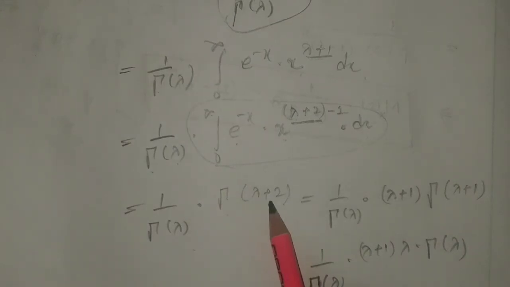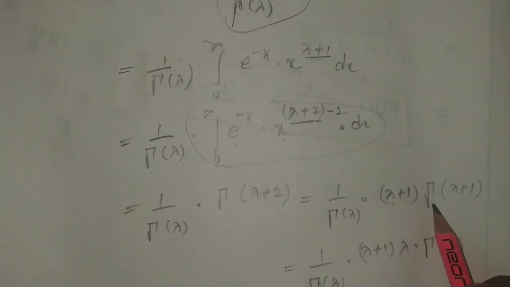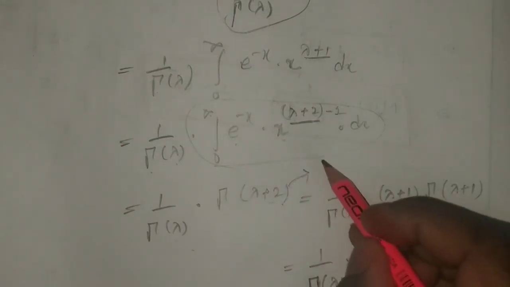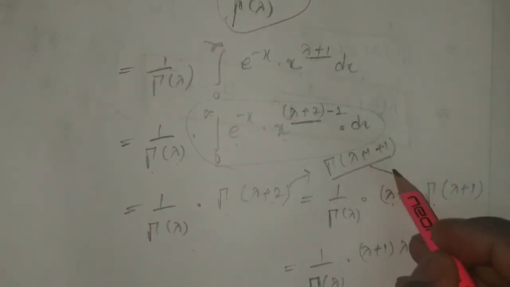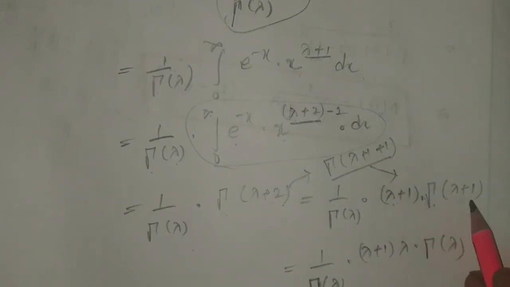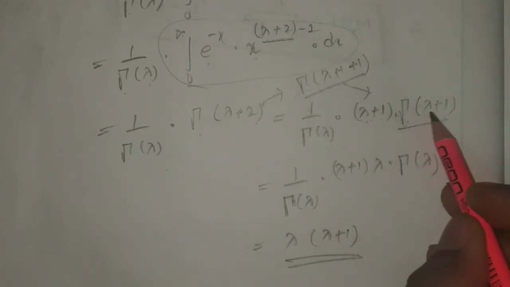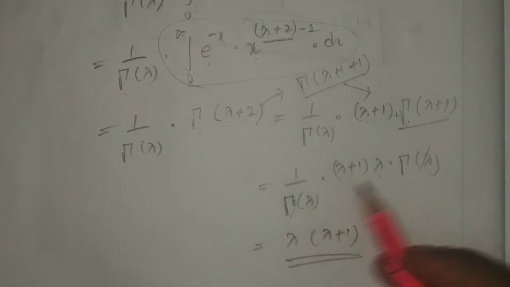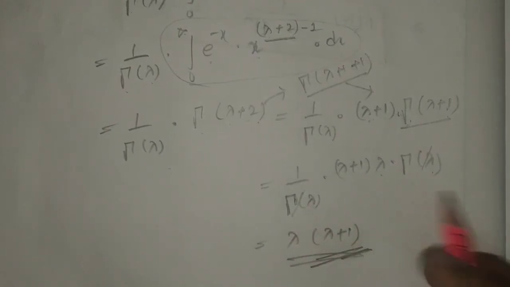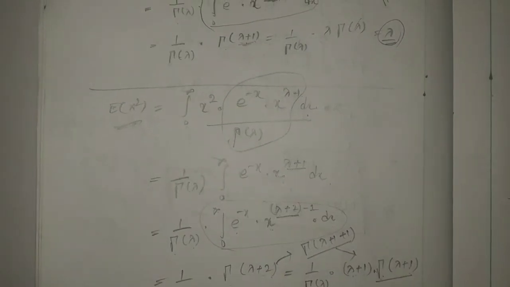So gamma lambda plus 2 is nothing but lambda plus 1 into gamma lambda plus 1, right? Again gamma lambda plus 1 can be written as lambda into gamma lambda. So gamma lambda got cancelled. We found lambda into lambda plus 1 is the value of this one. Okay, so in this way also you can determine the moments.